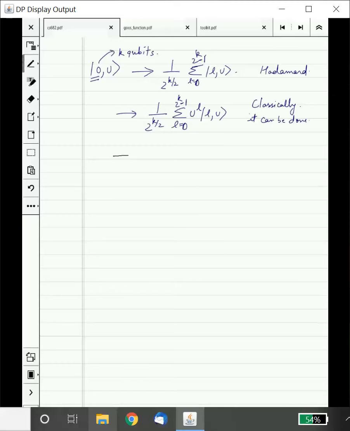Now, what is the action of u to the power L? It should give you the corresponding phase. One u gives a factor of e to the 2 pi i theta, then L of them will give this much phase. This is just calculation. The reason being, u applied to the eigenvector is e to the 2 pi i theta times the eigenvector. So you can see what u does. It should be clear to you what u to the power L will do.